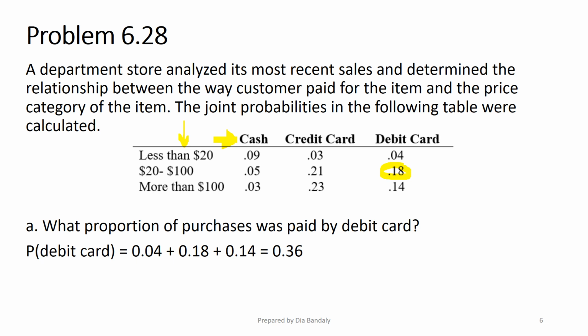So part A, what proportion of purchases was paid by debit card? Debit card, so we're looking only at this part. And you know that regardless of the amount, these are all the observations. And remember, if we interpret probabilities as relative frequencies, all we have to do now is sum up all these. And this is what I did here. So probability of paying using debit card, it's 4% plus 18% plus 14%, so that's 0.36 or 36%.